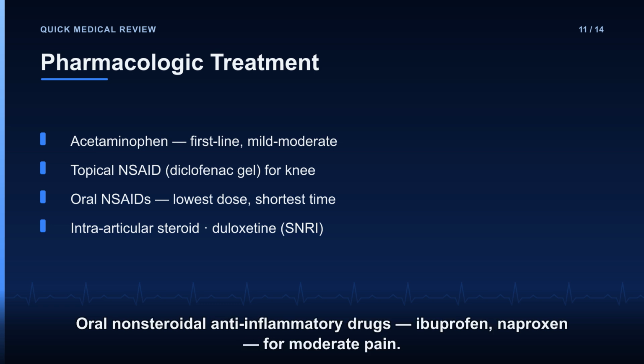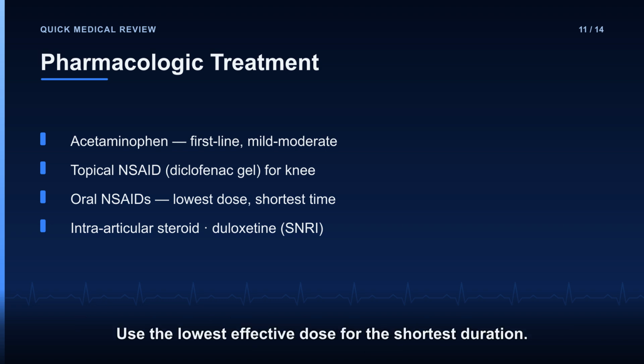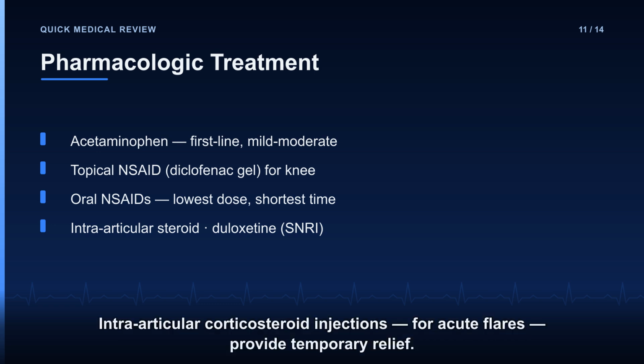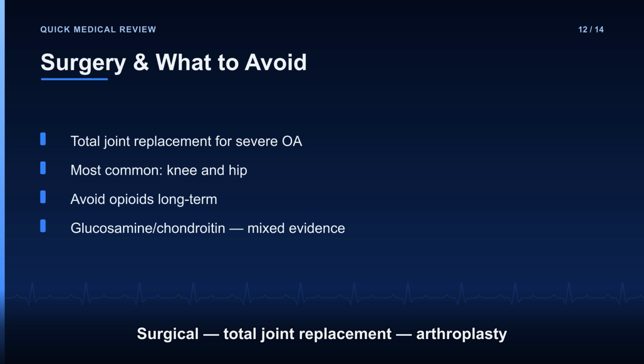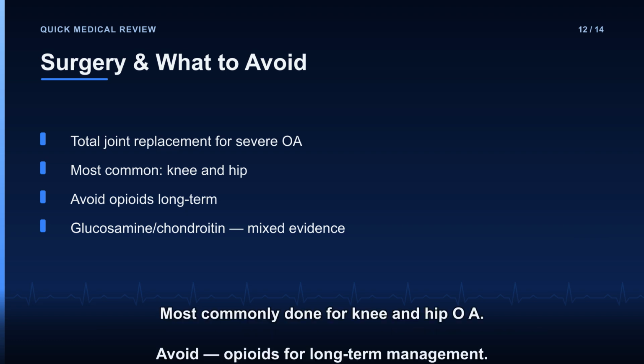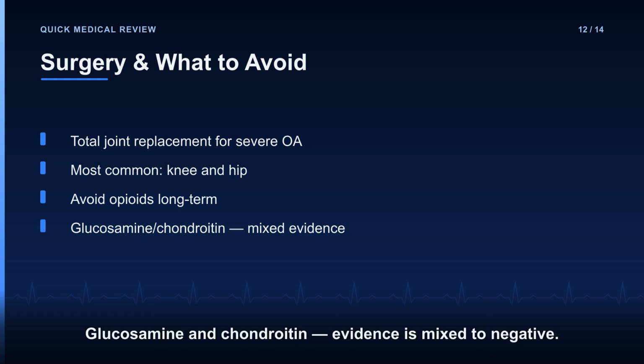Oral non-steroidal anti-inflammatory drugs: ibuprofen, naproxen for moderate pain. Use the lowest effective dose for the shortest duration. Intra-articular corticosteroid injections for acute flares provide temporary relief. Duloxetine, an SNRI, approved for chronic OA pain. Surgical: total joint replacement, arthroplasty, for severe OA not responsive to conservative management. Most commonly done for knee and hip OA. Avoid opioids for long-term management. Glucosamine and chondroitin evidence is mixed to negative.